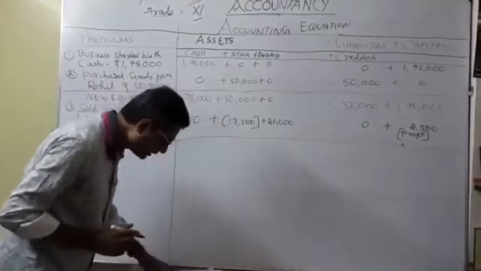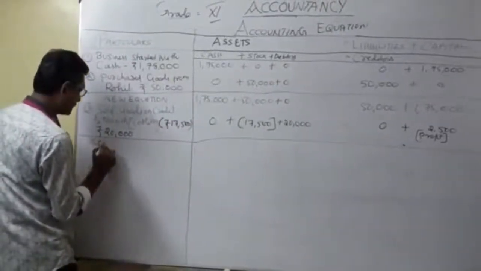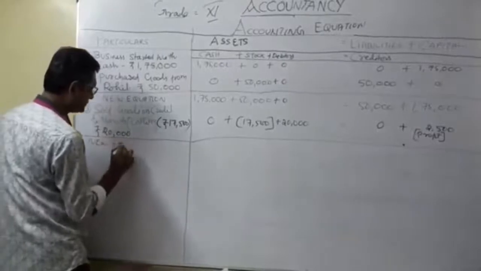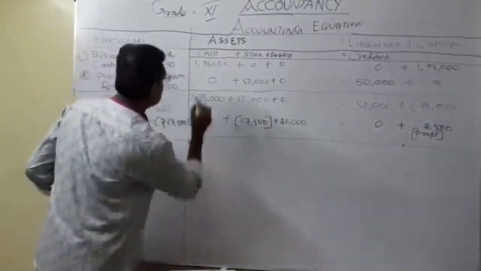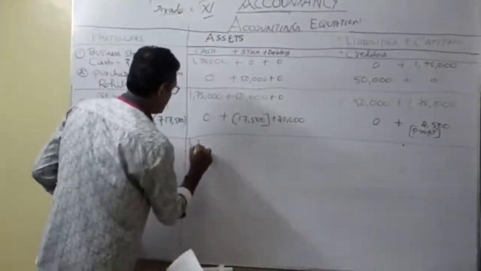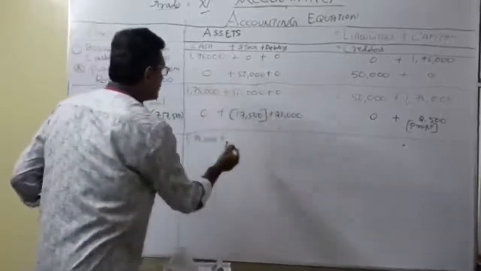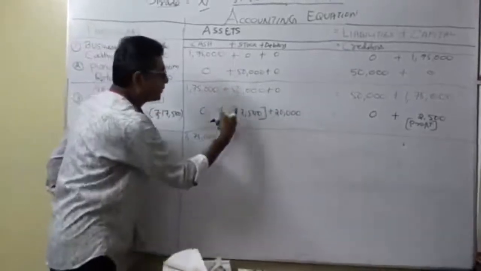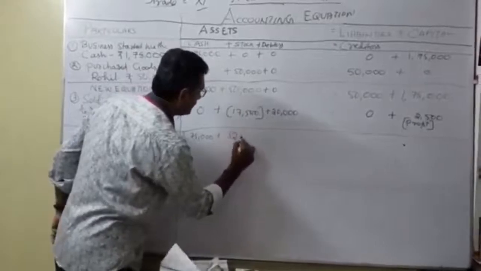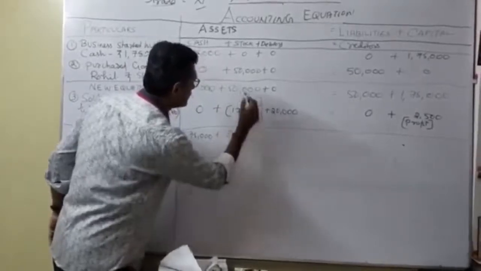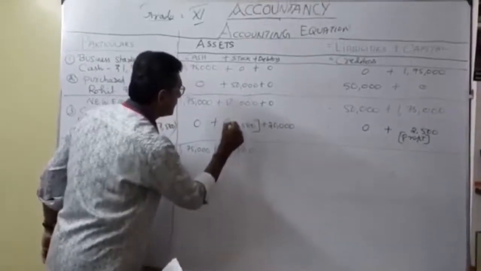Purchase the furniture for office use. Okay, so before that we are going to write the new equation. So what is the new equation? Our cash is how much? 1,75,000 plus my stock reduced now, correct? So 50,000, I reduce 17,500. So this is the easy calculation. So 0, 0, 10 minus 5, 5. So 9 minus 7, 2. So 4 minus 1, 3.